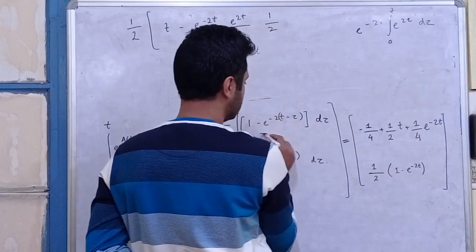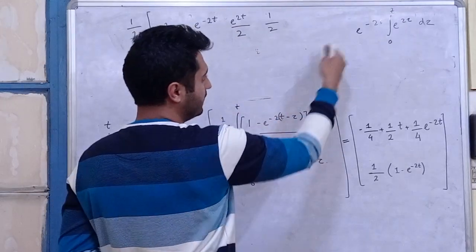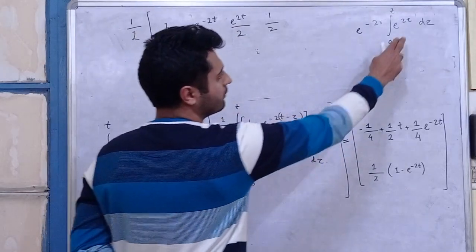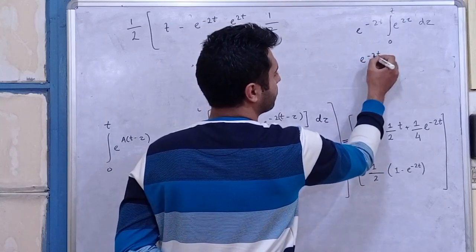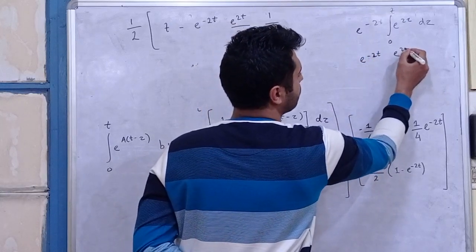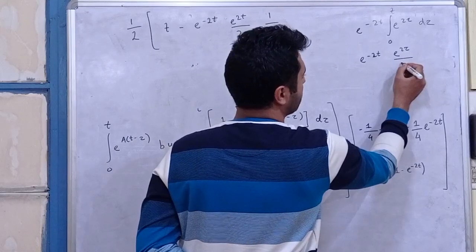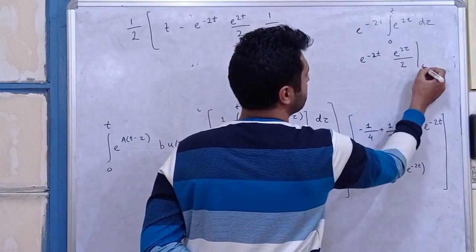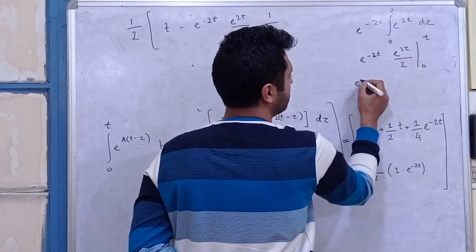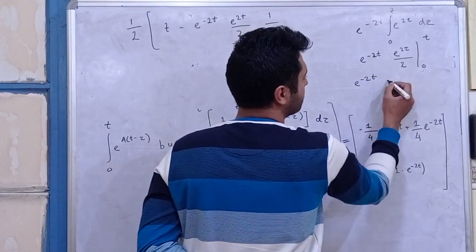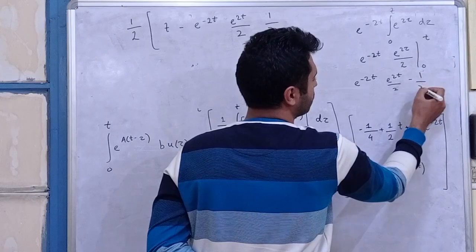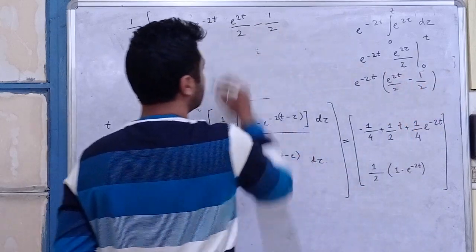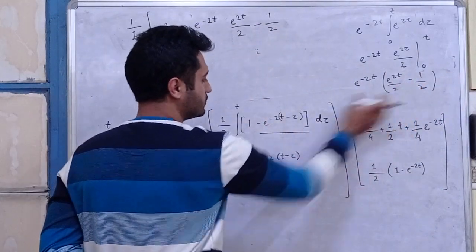I have just taken this term. e to the power 2t can be taken outside, and e to the power 2 tau remains inside. You have to integrate this, e to the power 2t. Its integral will be e to the power 2 tau by 2 with the limit 0 to t. Then you will take e to the power minus 2t. This will be e to the power 2t by 2 minus 1 by 2. This is the integration of just this part.